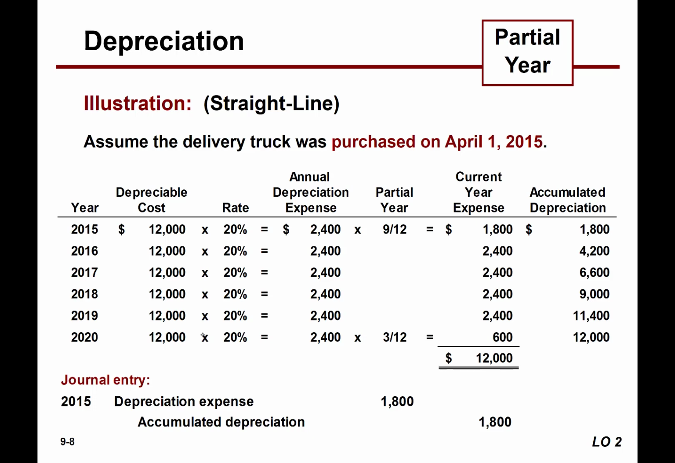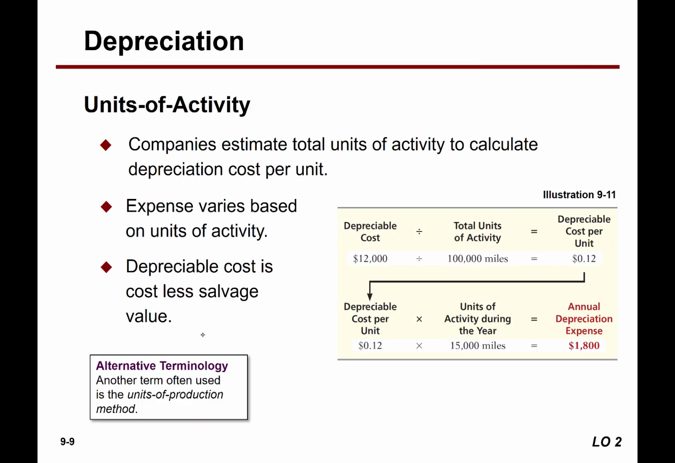And if it so happens that I still have that asset by the end of that last year, and I don't want to depreciate below my salvage value, then I would only take 3/12 of that. So I don't want to depreciate below salvage value. Okay? Okay, good. Now, we could use units of activity.